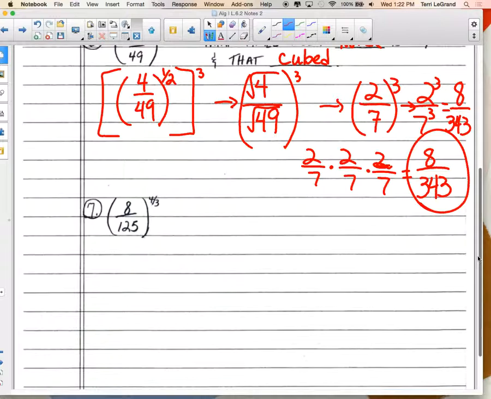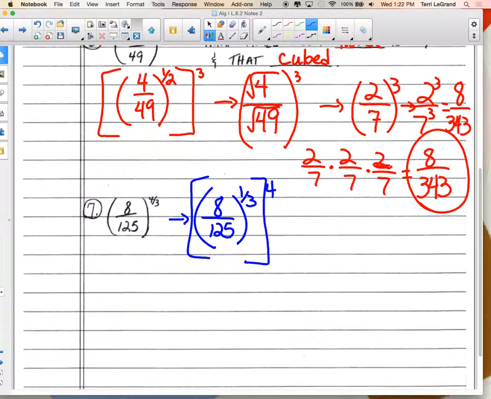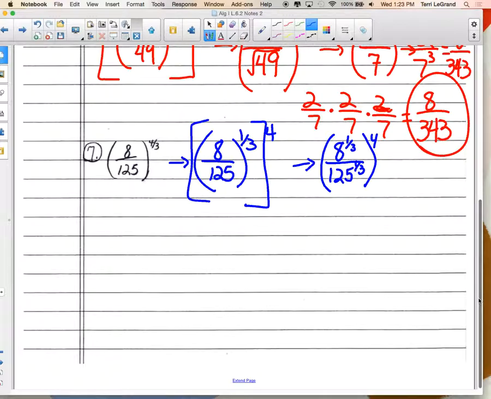Go. 8 over 125 raised to the 4/3 power. Oh, this is a lot of work.